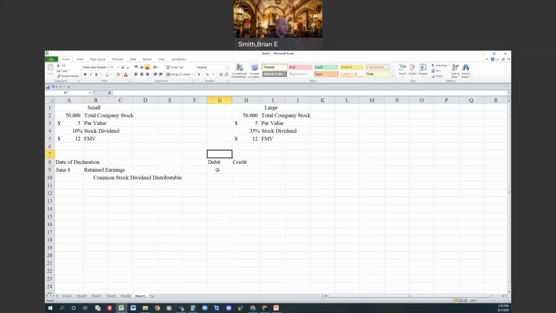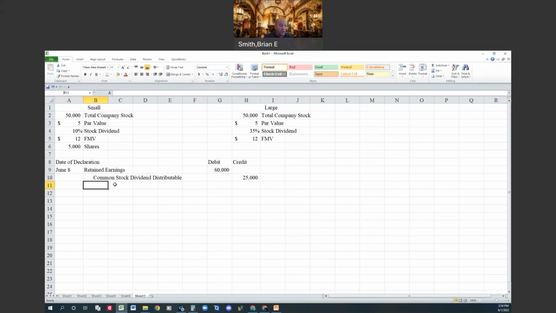Actually, we should calculate that. The shares is going to be, for those of you who don't know, 5,000 shares. So it's going to be 5,000 times the fair market value of those shares. And our common stock dividend distributable is going to be the 5,000 shares times the par value, and so that's going to be $25,000 here.